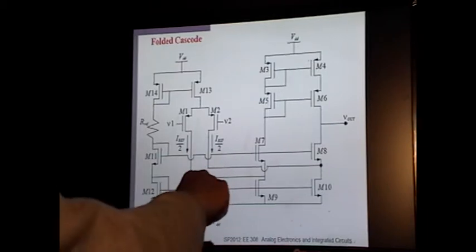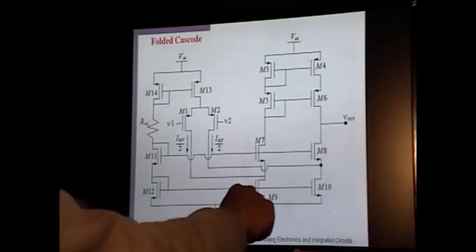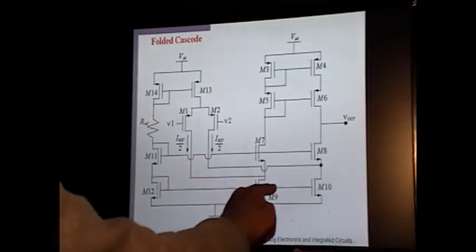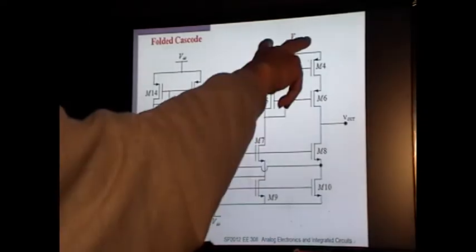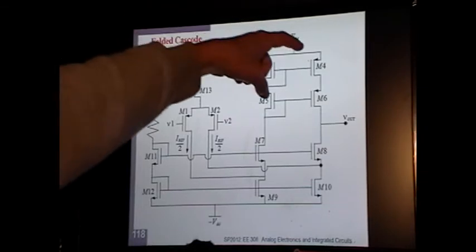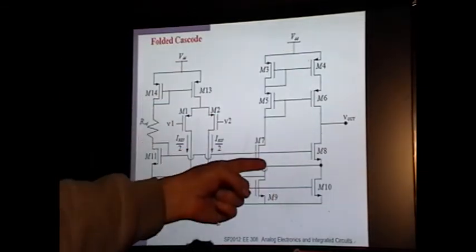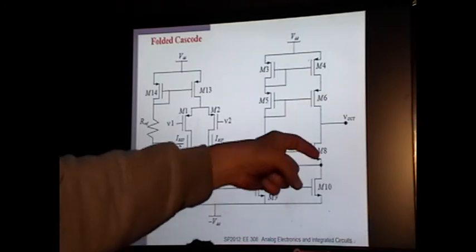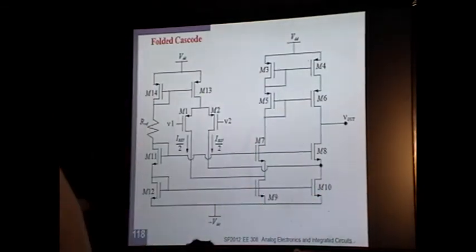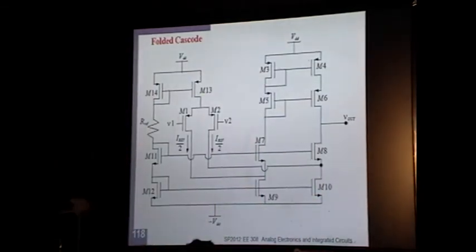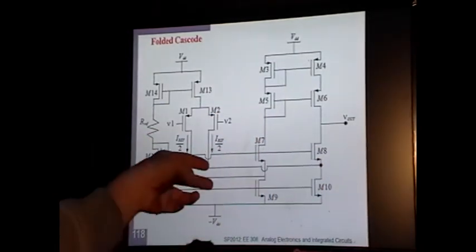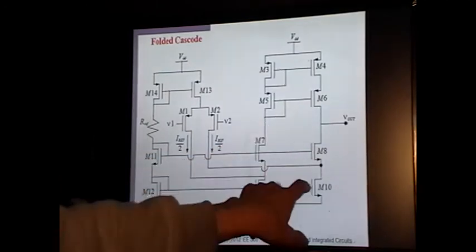Okay, so if these two branches are supplying IREF over 2, and these are conducting IREF, that means these two branches right here also have to be conducting IREF over 2. And in that way, if IREF over 2 is coming down here, and you have IREF over 2 coming in here, they sum and give you IREF, which is what this is telling this one to conduct. So you have IREF over 2 coming through both of these sides. They sum to make IREF.